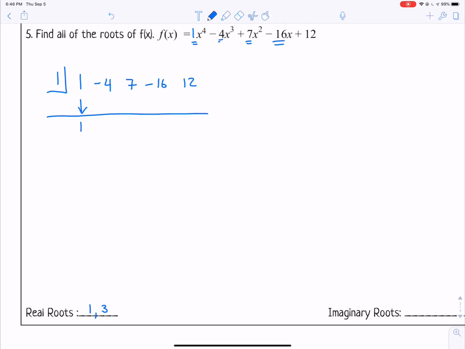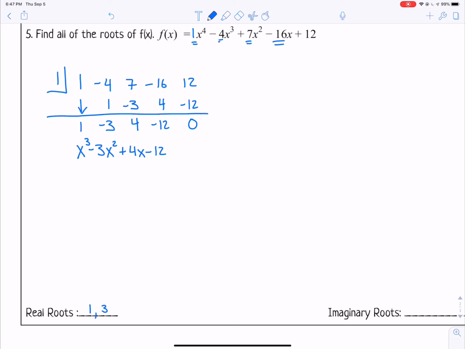Bring down the first term. So I got 1, then 1 times 1 is 1. -4 plus 1 is -3. -3 times 1 is -3. 7 plus -3 is 4. 4 times 1 is 4. -16 plus 4 is -12. And -12 times 1 is -12. Now, you have just reduced that quartic polynomial to a cubic polynomial. So that's your first step, to reduce it by 1 degree.